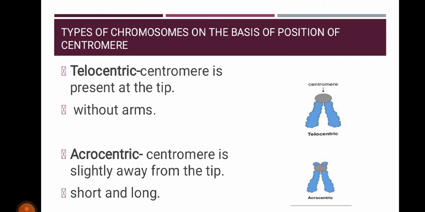While in the case of the acrocentric, the centromere is slightly away from the tip, slightly below it, because of which arms are formed, a very short arm and a long arm. In the structure you can see it easily.